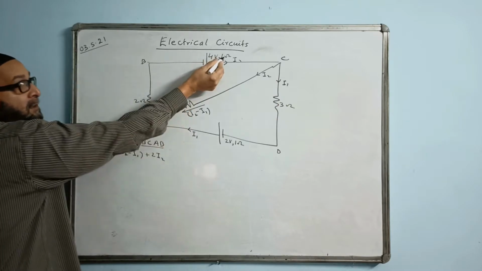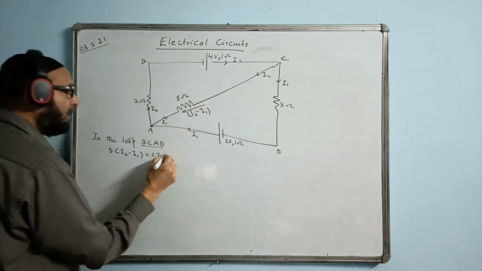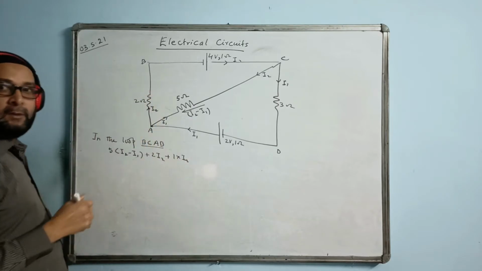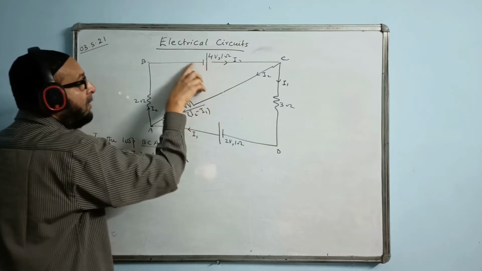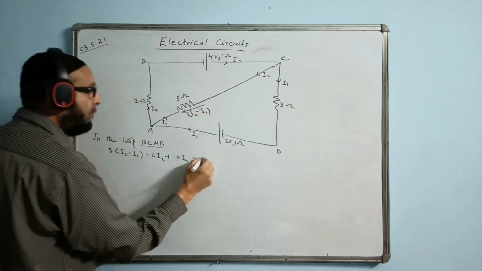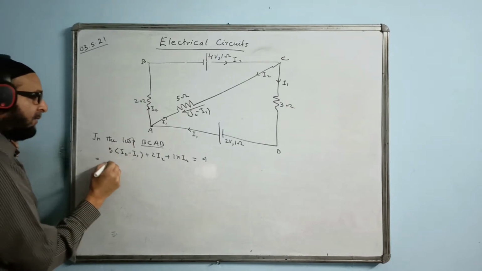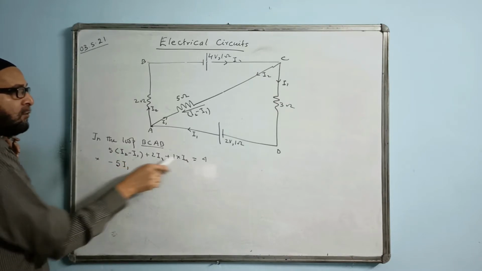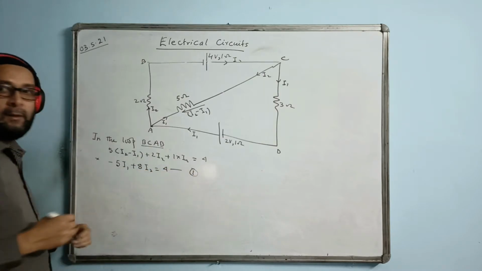I should not forget this internal resistance. Internal resistance also to be taken into consideration. Plus 1 into I2. Internal resistance part will always be plus. Either we take this 1 ohm to be here or here, it will always be plus. So plus 1 I2 is equal to 4 volt. I will simplify and make equation 1. Minus 5 I1, I write first. Minus 5 I1, 5 I2 plus 2, 7 I2, plus this becoming 8 I2 altogether is equal to 4. Equation 1.